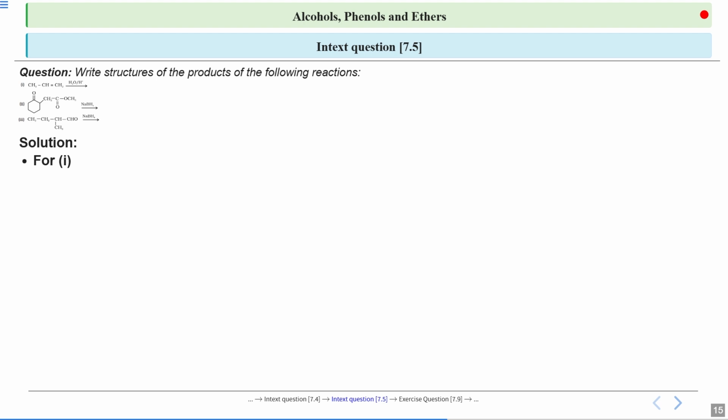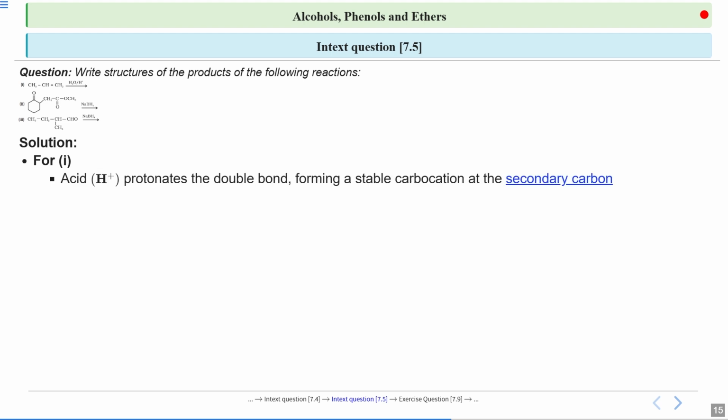Okay, so let's see the first reaction. For the first reaction, the acid, that is H positive, protonates the double bond present in the propene, forming a stable carbocation at the secondary carbon, because a secondary carbocation is more stable than a primary one, and a tertiary carbocation would be more stable than a secondary one. But here a tertiary carbocation is not possible. Secondary carbocation formation is possible. So H positive protonates the double bond and forms a secondary carbocation, which is the stable carbocation.